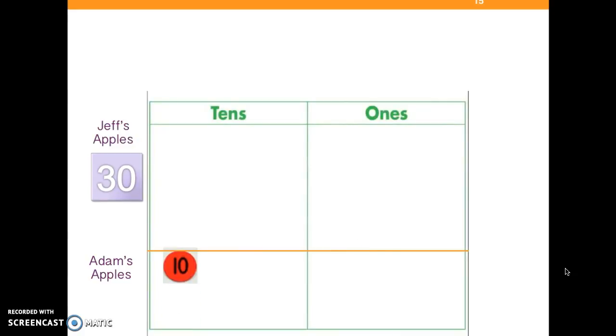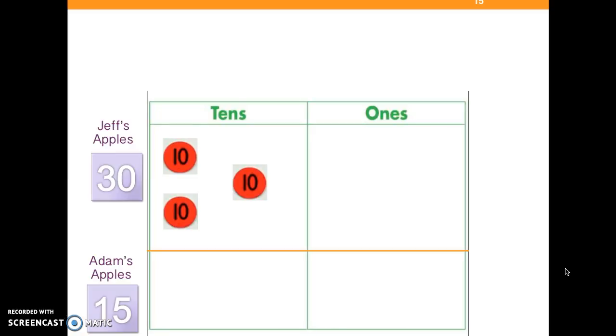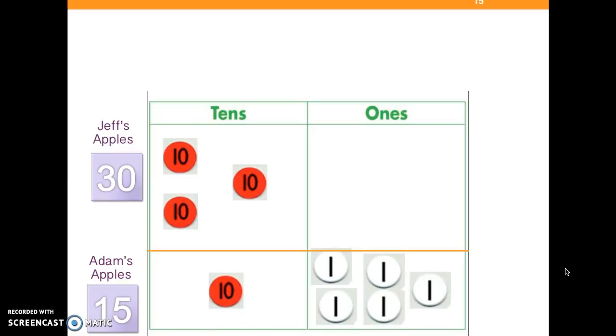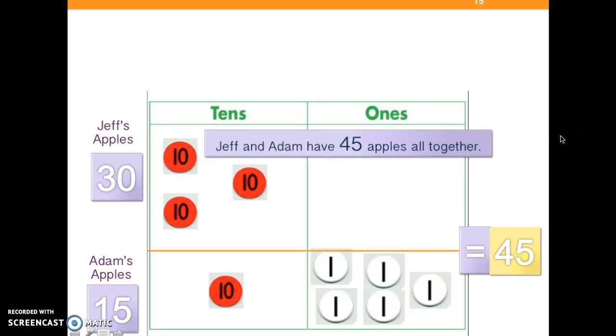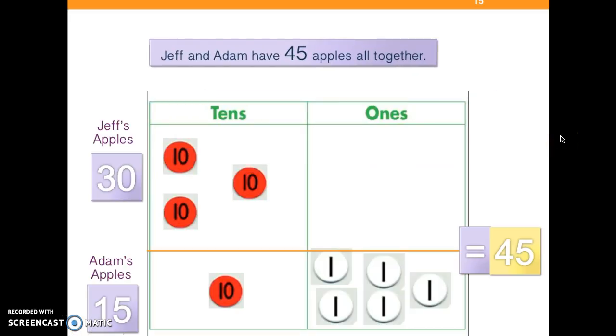So Jeff has 30, so we got 3 tens, 0 ones. Adam has 15, 1 ten, and 1, 2, 3, 4, 5 ones. So now we add these all up. We got 4 tens, 5 ones. So we have 45. Don't forget we have a word problem, so we have to answer with a complete sentence. So you should have: Jeff and Adam have 45 apples all together.